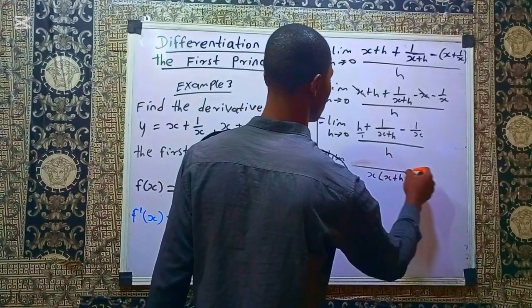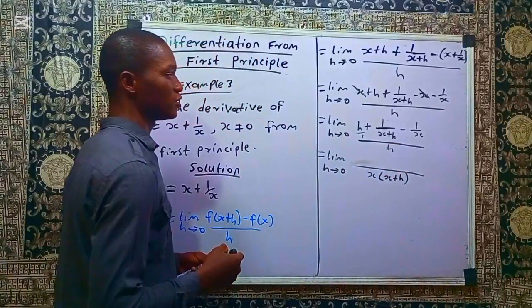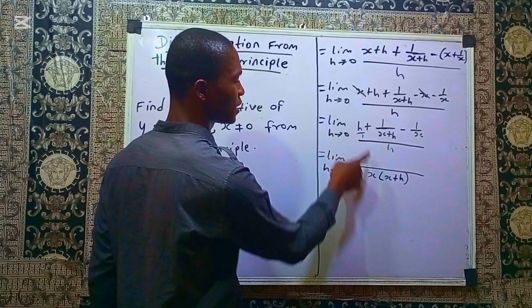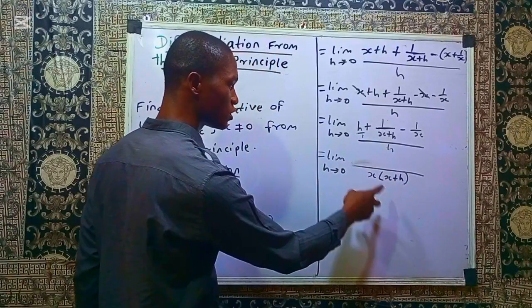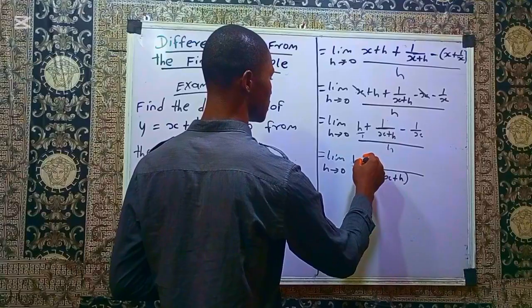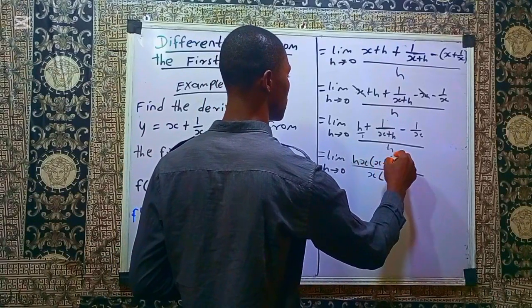Then you now do over, then you start solving the fraction. So what is down here is 1. 1 divided by this quantity will give us this quantity times h. So I'll have h times this, so that's h times x open bracket x plus h.